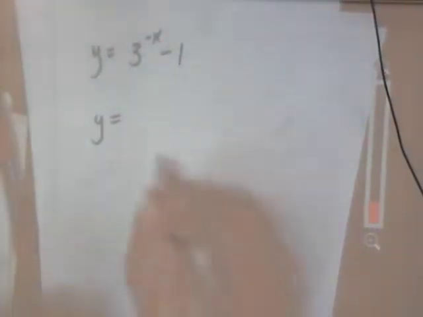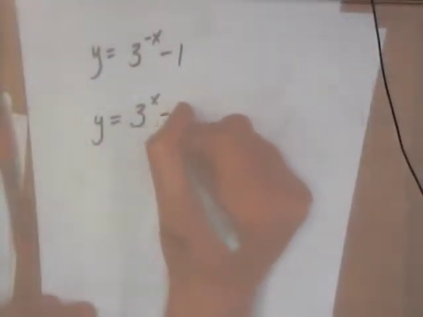Alright, 18. If the graph y equals 3 to the negative x minus 1 is reflected about the y-axis, then the equation of the reflection is... How do we reflect something across the y-axis? f of negative x. Change the sign of the x's. That's all you do. So it would just be y equals 3 to the positive x minus 1.